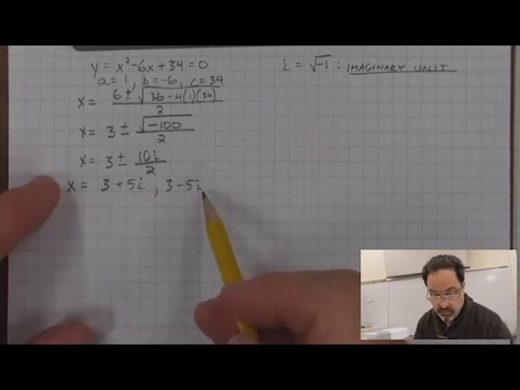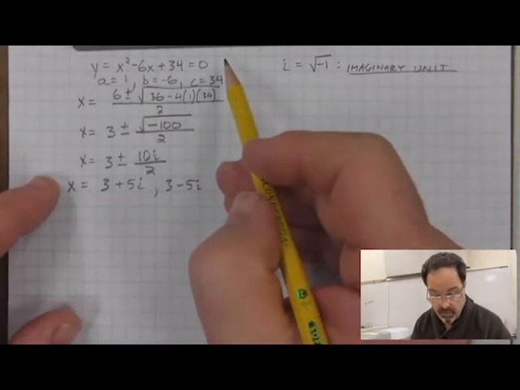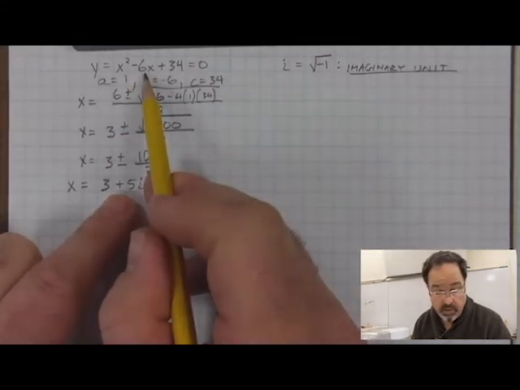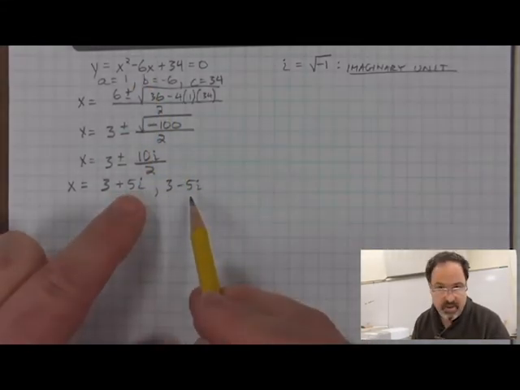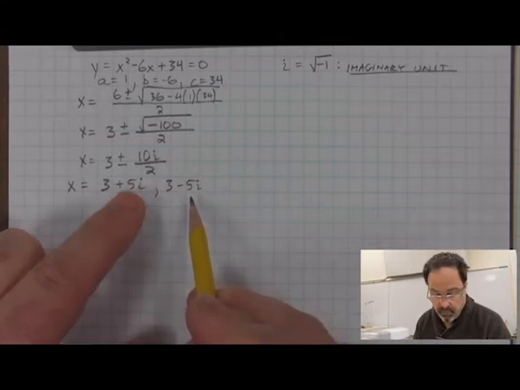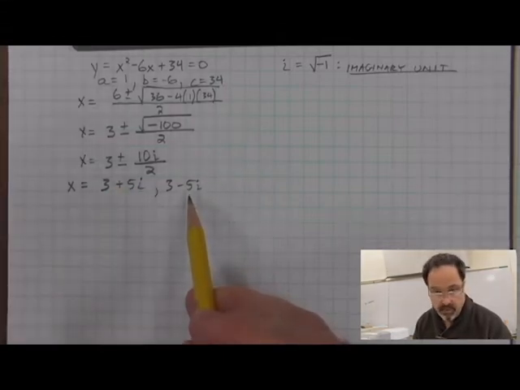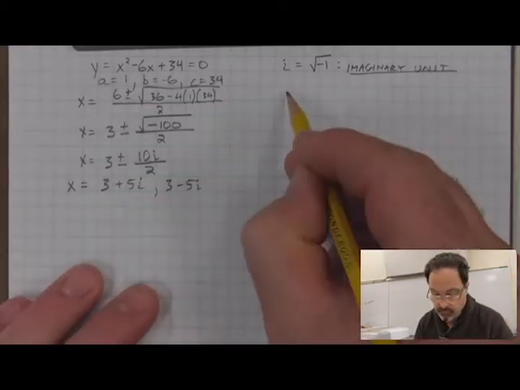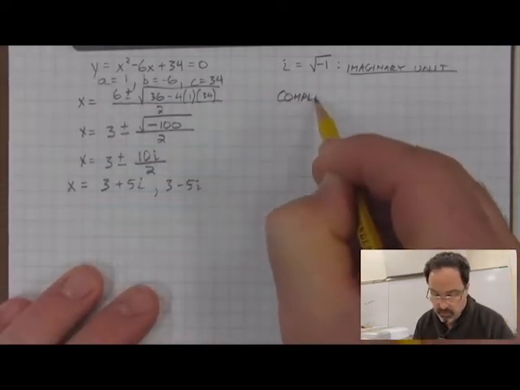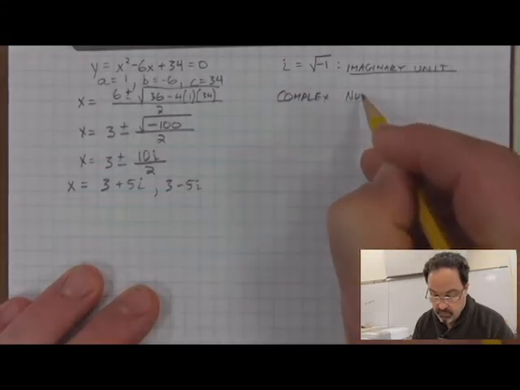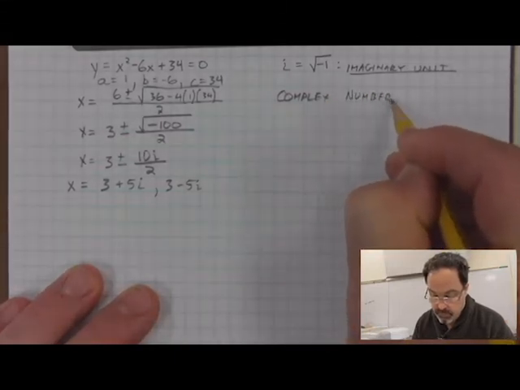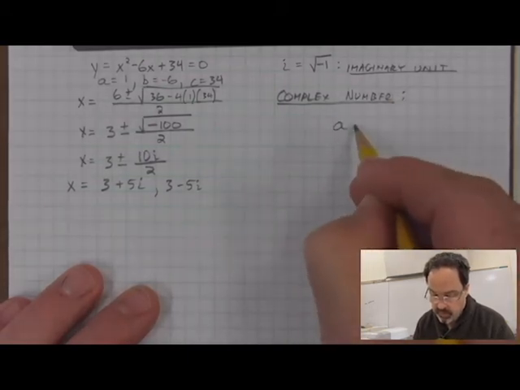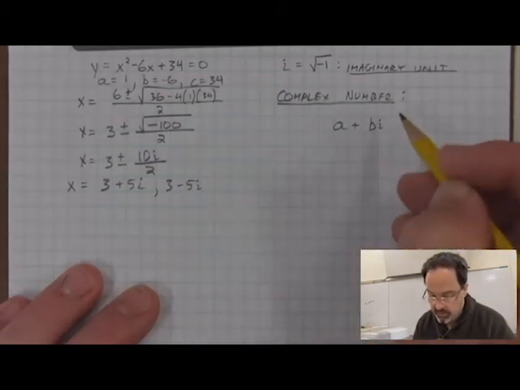These are the solutions to this quadratic. There are 2 of them, as we should expect of a degree 2 polynomial. They have i in them, so they are imaginary numbers. But more than that, we're going to call them complex numbers. A complex number is one of the form a plus bi.